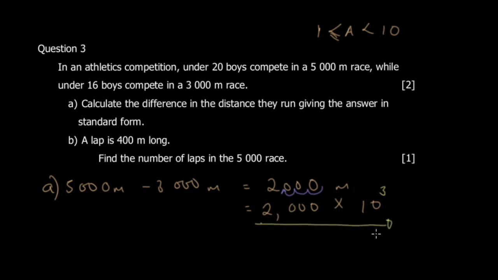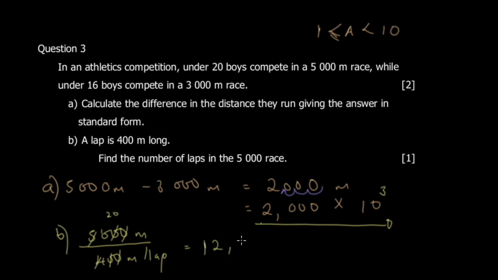So let's quickly move to the second part. The second part says a lap is 400 meters long. Find the number of laps in the 5,000 meter race. So the number of laps would be 5,000 meters divided by 400 meters per lap. So you get 1 here, you get into 10, you get 2, then you are left with 2, and then we add a 0, then you get 5.